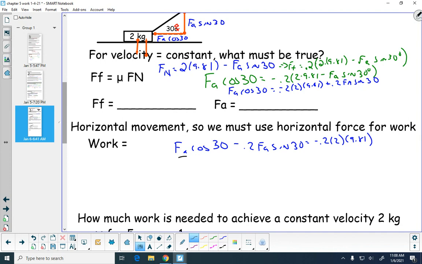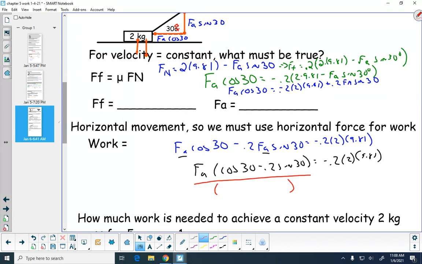We can factor out an FA. So we have cosine of 30 minus 0.2 sine of 30 is equal to negative 0.2 times 2 times 9.81, and divide by this quantity, cosine 30 minus 0.2 sine 30.